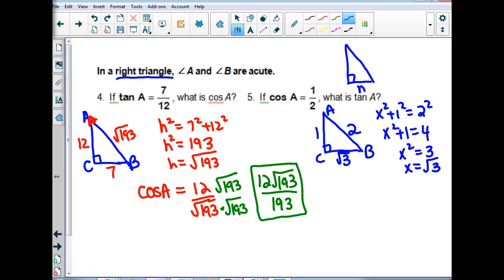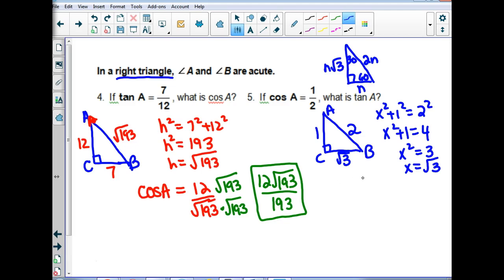If this side's n, this is 30 and this is 60, then the long side, which would be your hypotenuse, is twice the short leg, and the short leg times the square root of 3 is the long leg. That was back from geometry class. That's going to be really important very soon in this class. That special right triangle pattern. You're going to need to know that for the rest of your math career.